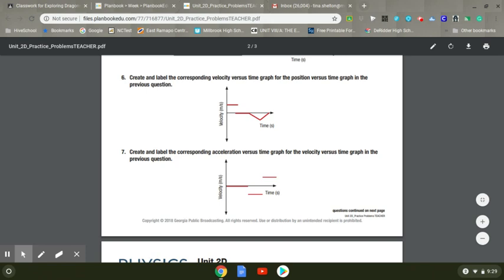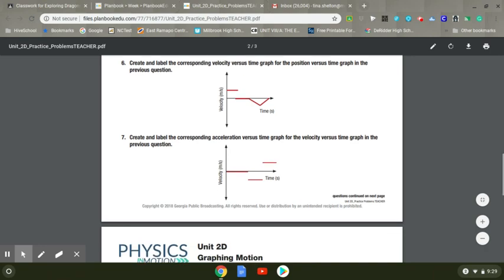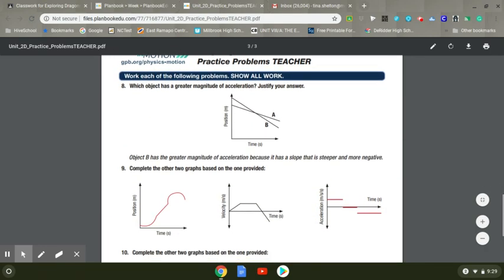Question 7 says create and label the corresponding acceleration versus time graph for the velocity versus time graph in the previous question. So you have your A is on the straight line, and then your B is a little bit below that, and then your C at the top. Didn't seem like that was enough.